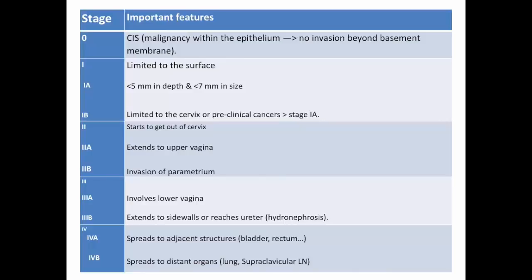Okay, now here's a table to summarize what we just said. Now, we have stage 1, which we said is limited to the cervix. Okay, so you have 1A, less than 5 millimeters, 1B, more than 5 millimeters. We have stage 2, 2A extends to the upper vagina, upper 2/3, and stage 2B if it invades the parametrium.